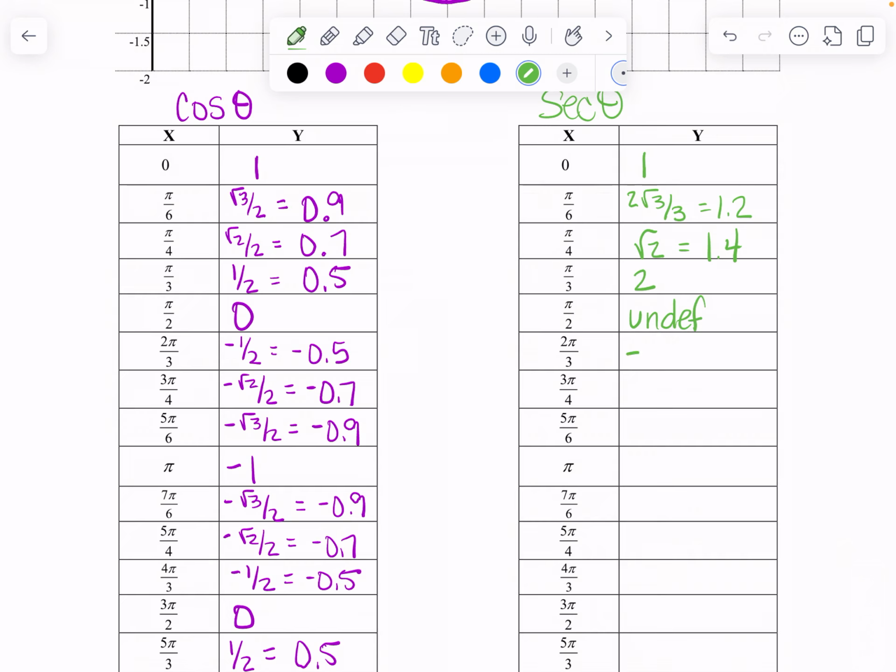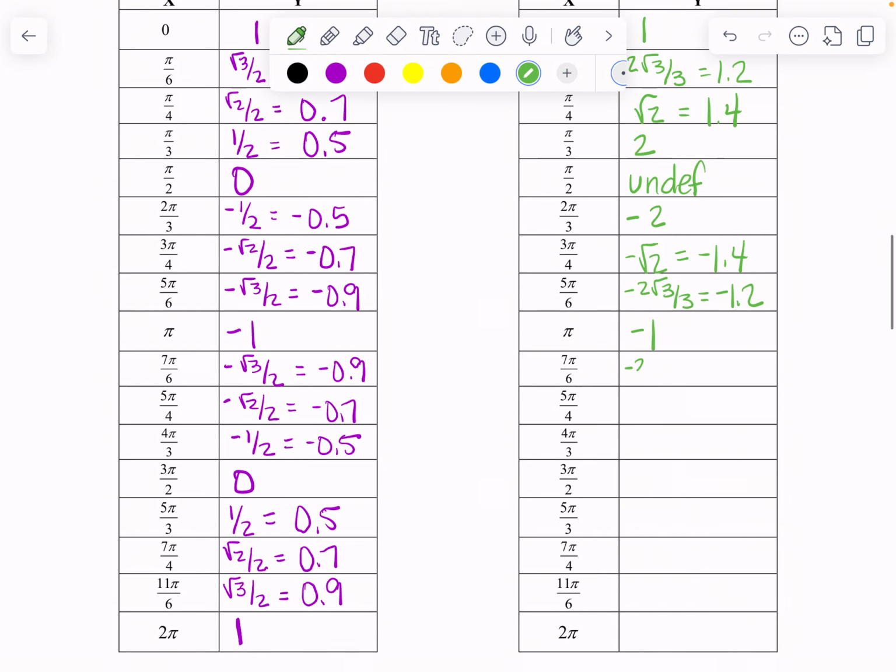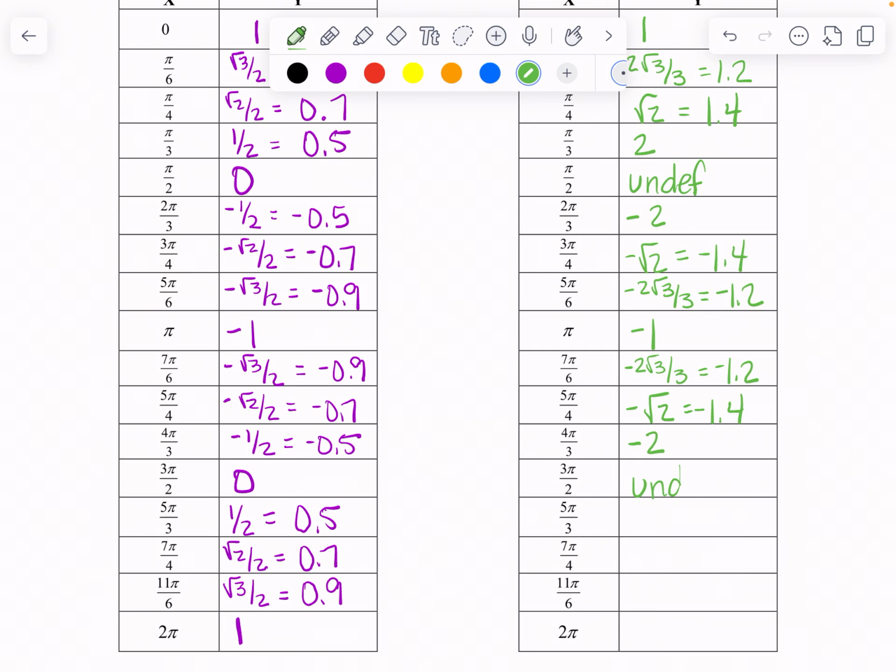All right, negative 2. Negative root 2, so negative 1.4. Negative 2 root 3 over 3, so negative 1.2. Pi is negative 1. Negative 2 root 3 over 3, negative 1.2. Negative root 2, so negative 1.4. Negative 2. Undefined. Another asymptote.